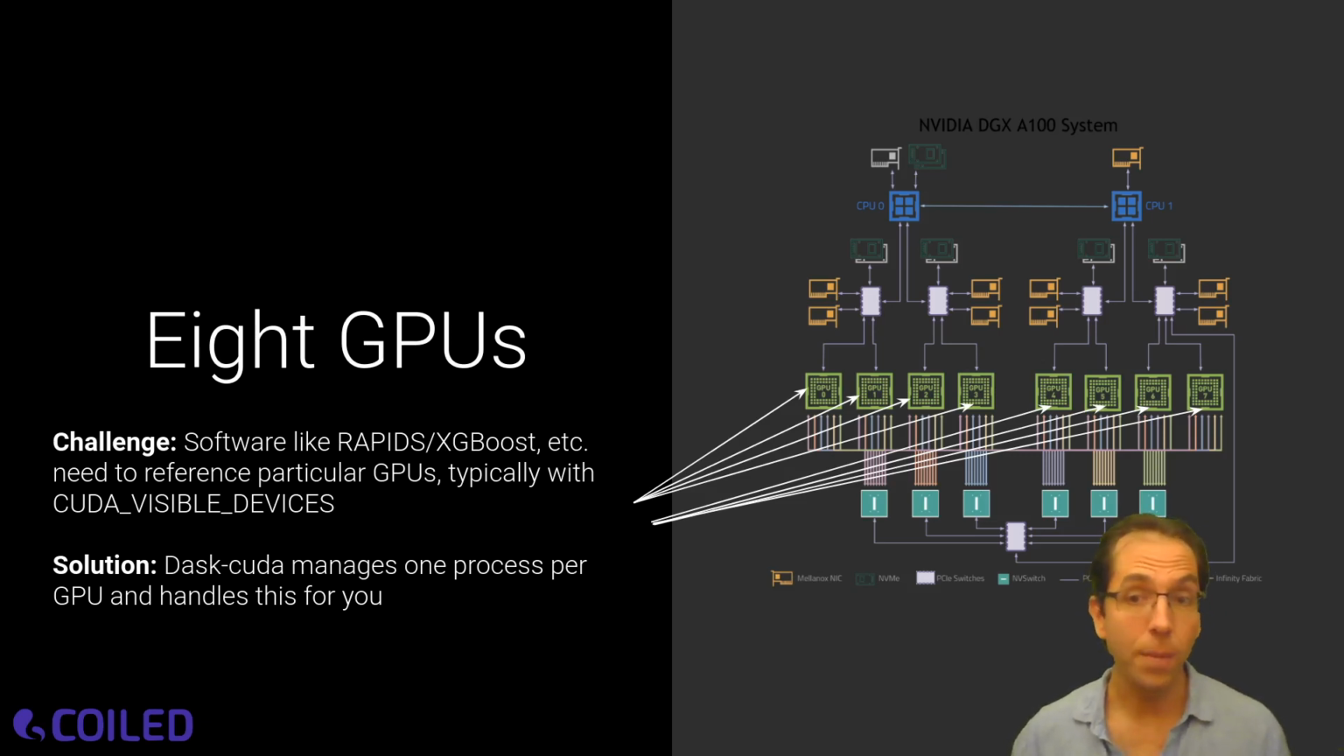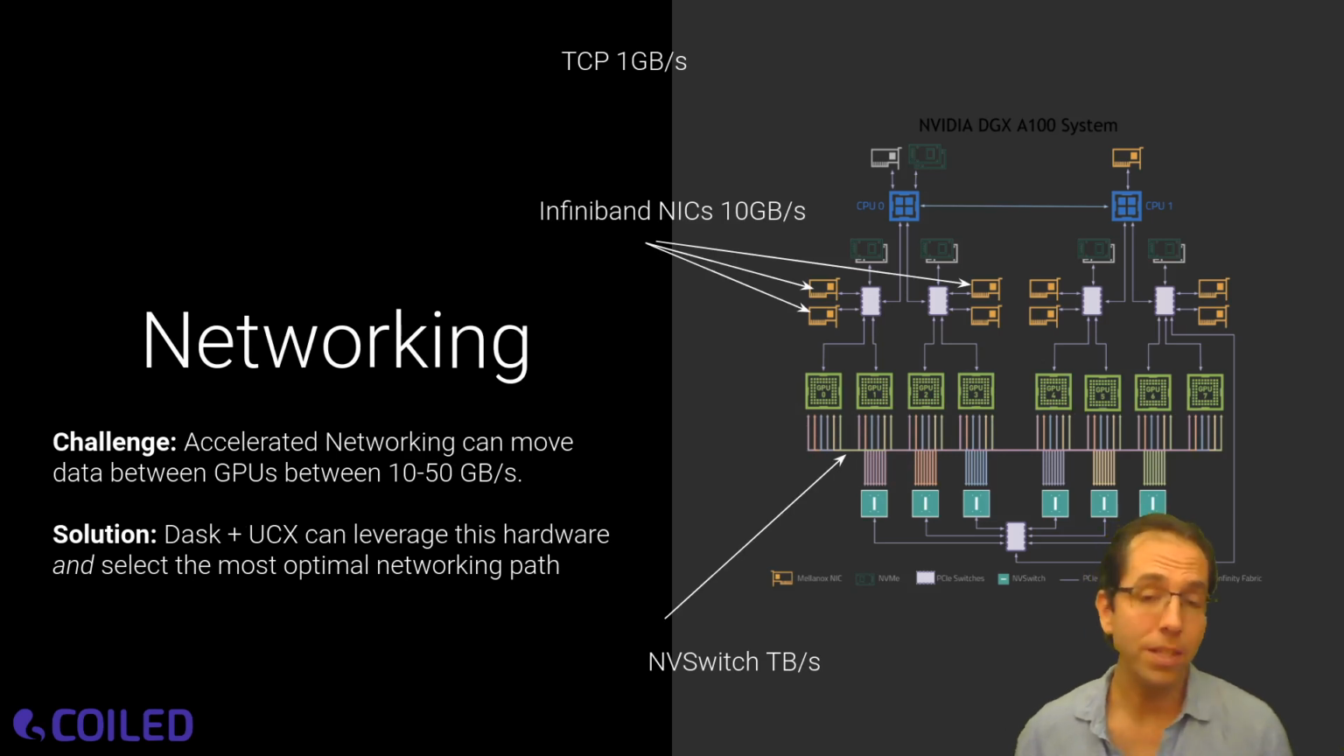But what's actually common in these machines is not just GPUs. There's a lot of other stuff in here, right? And so probably the biggest point of getting a high-end machine like this is the networking.